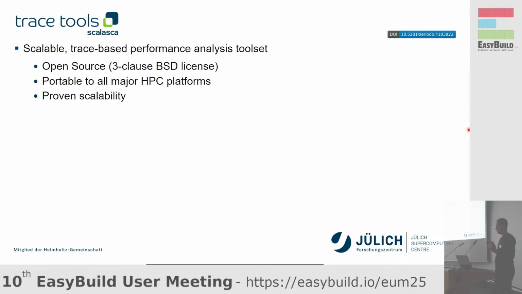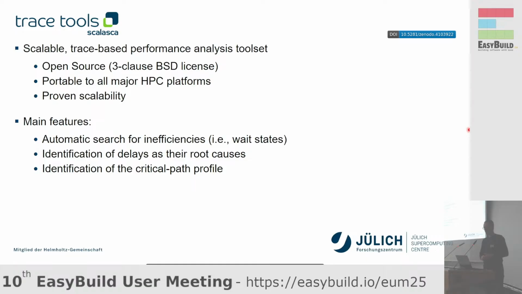So now let's have a closer look at Scalasca. So that's my baby. Scalasca is a trace-based performance analysis toolset, so we operate on event traces. It's again open source and portable, the same platforms that SCORP supports, and also has proven its scalability. The main features are an automatic search for inefficiencies in this potentially huge amount of trace data, in particular for wait states that occur.